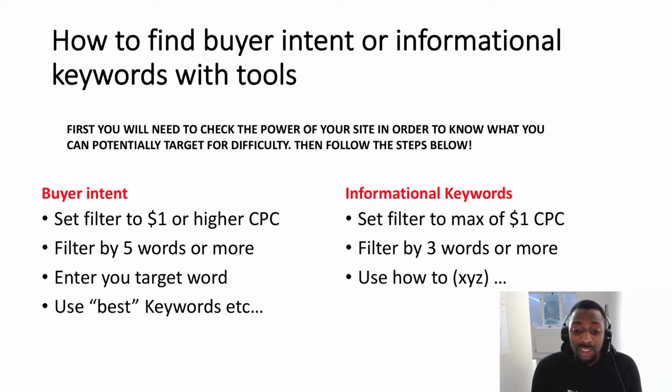Now, for informational keywords, you want to set the filter to a max of $1 cost per click. So that obviously goes from 0 to 1 instead of 1 and beyond. And then you want to filter by 3 words or more, because with these ones you have more of a broader opportunity. And then you want to use how-to keywords and the guides and top 10s and whatever else.